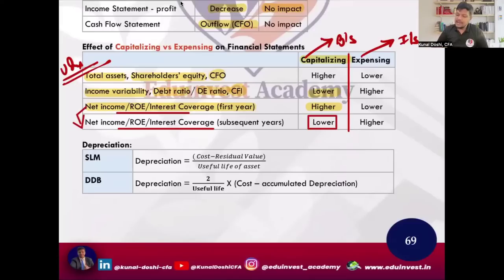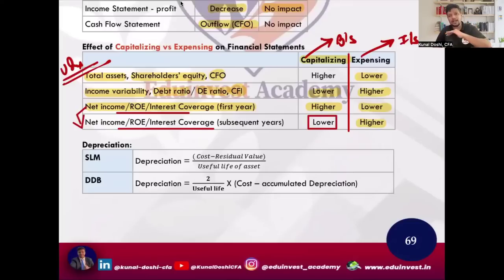In expensing, right now, your balance sheet values relative to capitalizing will be lower, right? Your expenses will be high, so your profitability will be lower, and therefore all the ratios related to debt to equity or debt to asset, because the denominator is low, the ratios will look higher. However, later on there will be no effect, so later on the coverage ratio and net income will be relatively higher. Understood? This is very crucial.